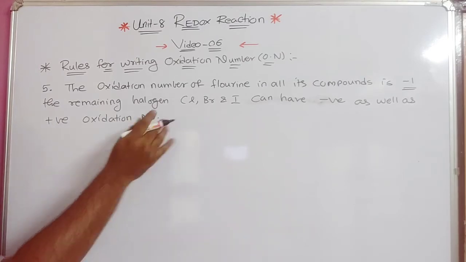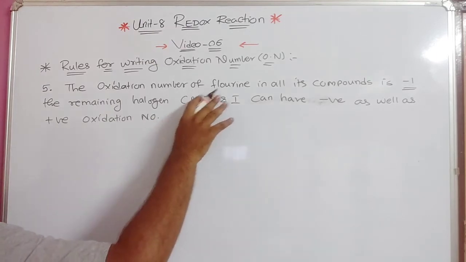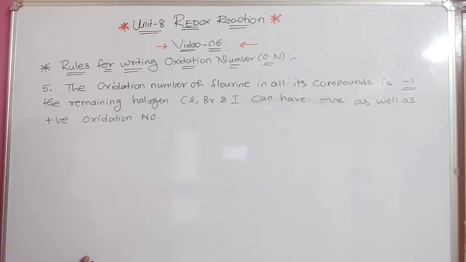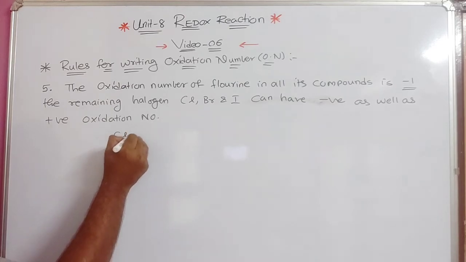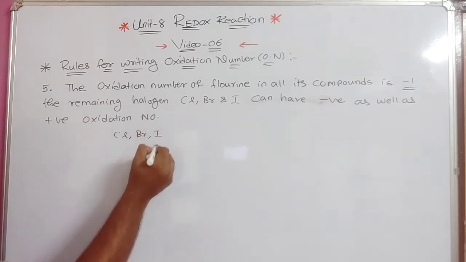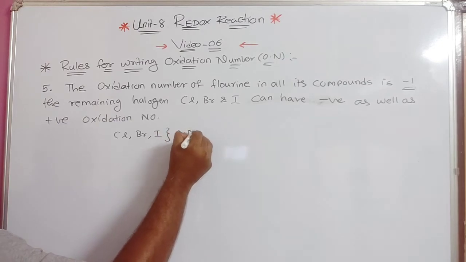Because when chlorine is forming a compound with fluorine, suppose, or with oxo acids, that is what is given in your textbook. You can see rule number 5. Other halogens like chlorine, bromine possess an oxidation number of -1 when they occur as halide ions in their compounds. So chlorine, bromine and iodine have -1. Clear?